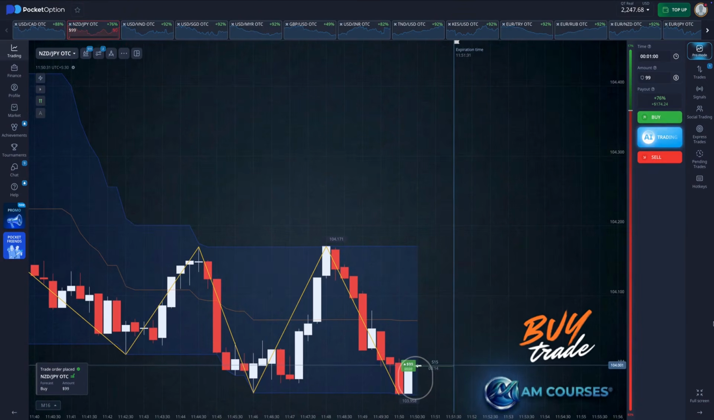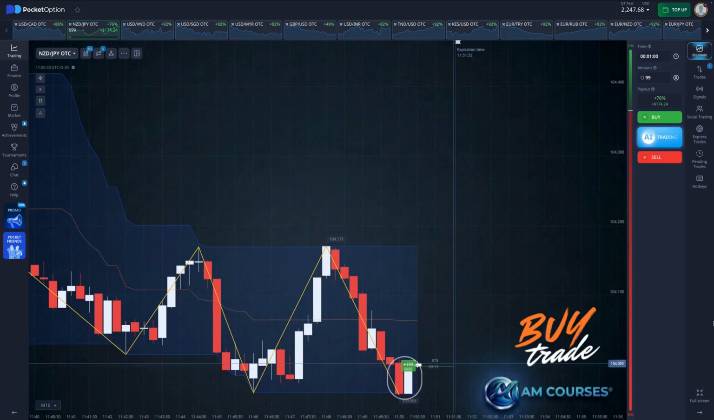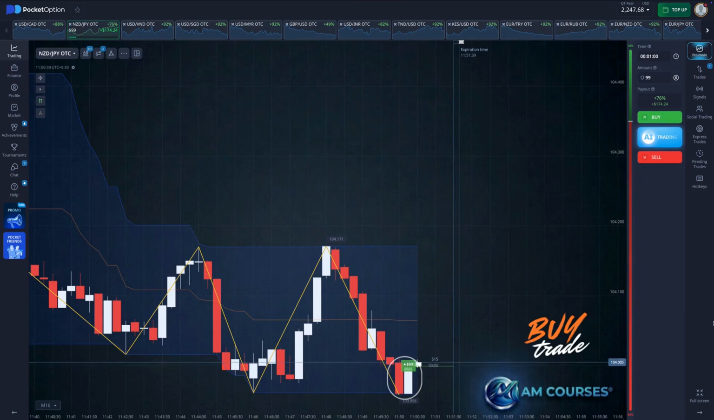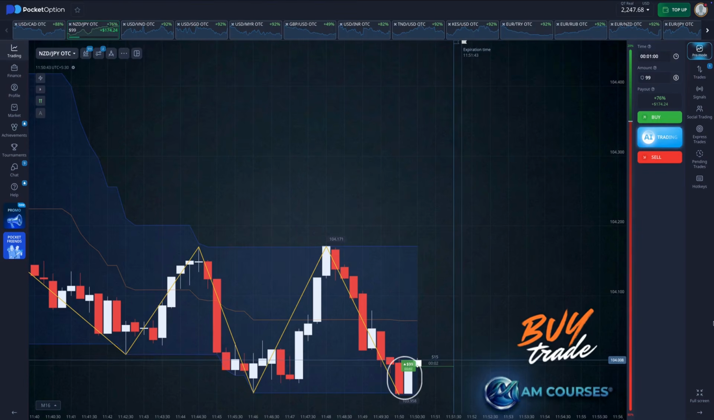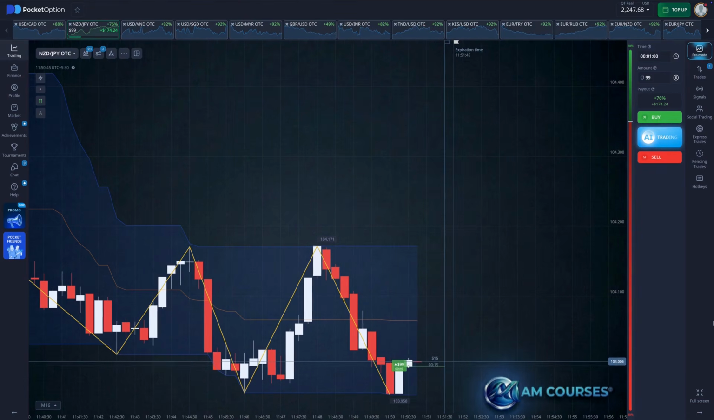For a buy setup, it's the mirror image. ZigZag positioned below price, price touching the lower boundary of the Donchian Channel, and then a bullish confirmation candle before considering a buy. Again, entered on the next candle with the same 1-minute expiry. The key word here is confirmation. We're never entering just because price touched a line. We wait for the candle to confirm the reversal first.